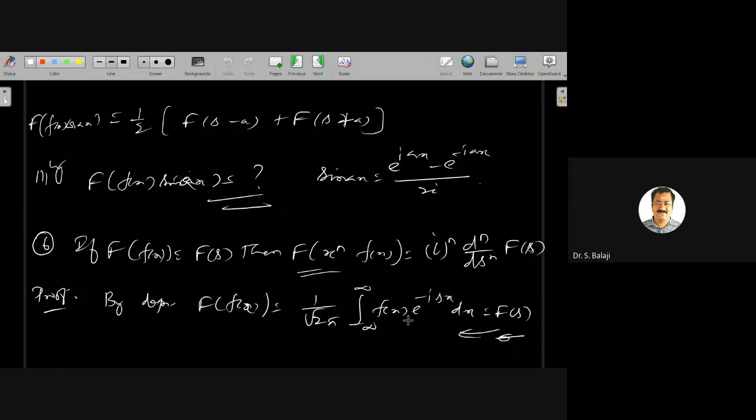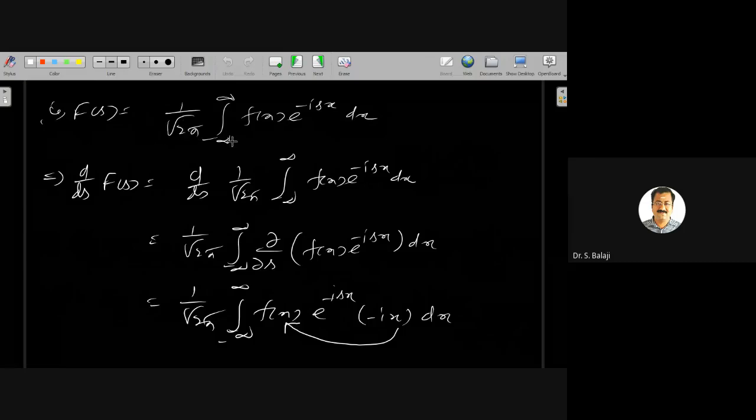I will write the right to left relation here. F of s is equal to 1 by root of 2 pi integral minus infinity to infinity f of x e power minus I s x dx. This is the definition of Fourier transform. Now differentiate both sides with respect to s. d by ds of f of s equals d by ds of 1 by root of 2 pi integral minus infinity to infinity f of x e power minus I s x dx.